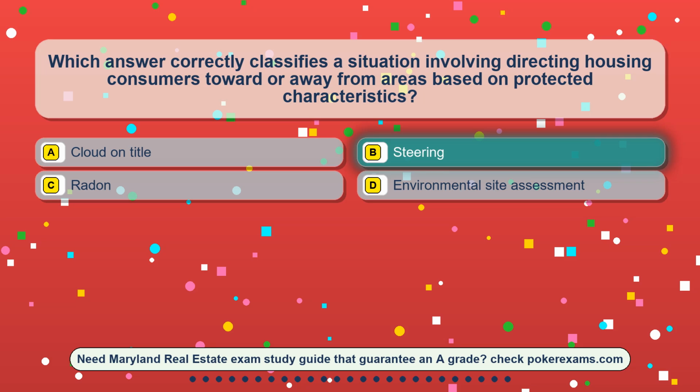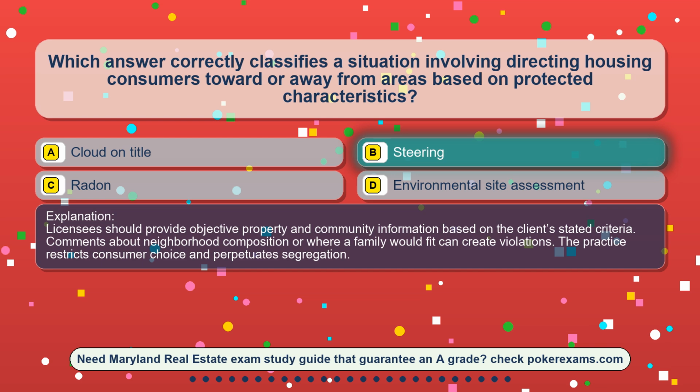The correct answer is option B, steering. Licensees should provide objective property and community information based on the client's stated criteria. Comments about neighborhood composition or where a family would fit can create violations. The practice restricts consumer choice and perpetuates segregation.